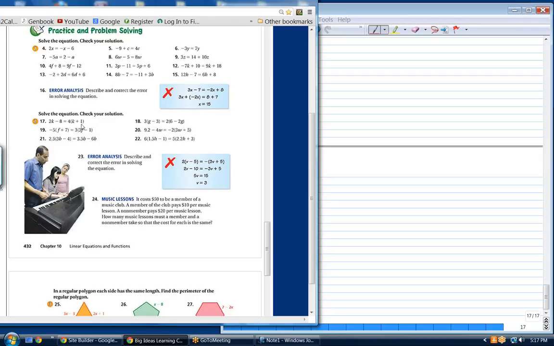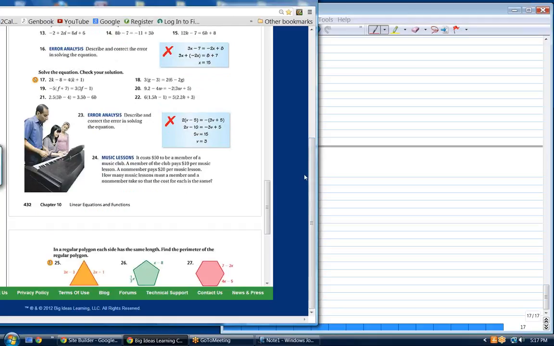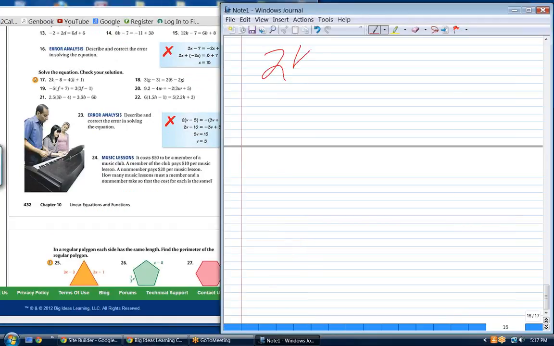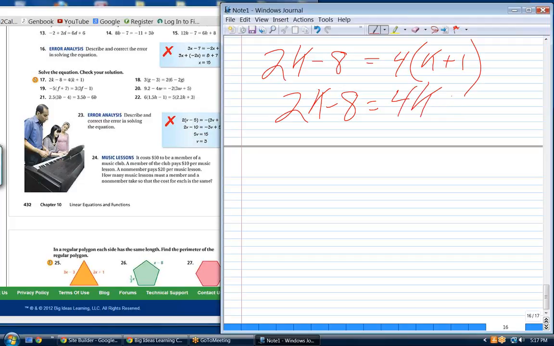All right, let's go to the second part here. 17. Here's more of your multi-step equations. This would definitely be it. So first you've got to distribute. Okay. So 2k minus 8 equals 4k plus 4. Now it becomes a problem just like everything else. But let's go ahead and finish it.